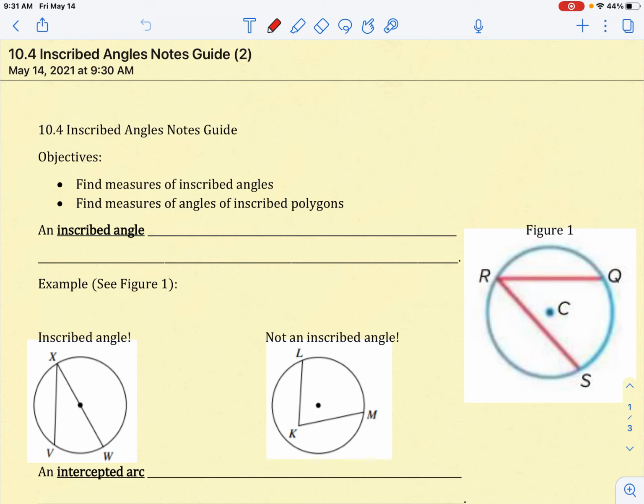Next section, 10.4, inscribed angles. And we're looking at the note guide. So let's start off. What is an inscribed angle?